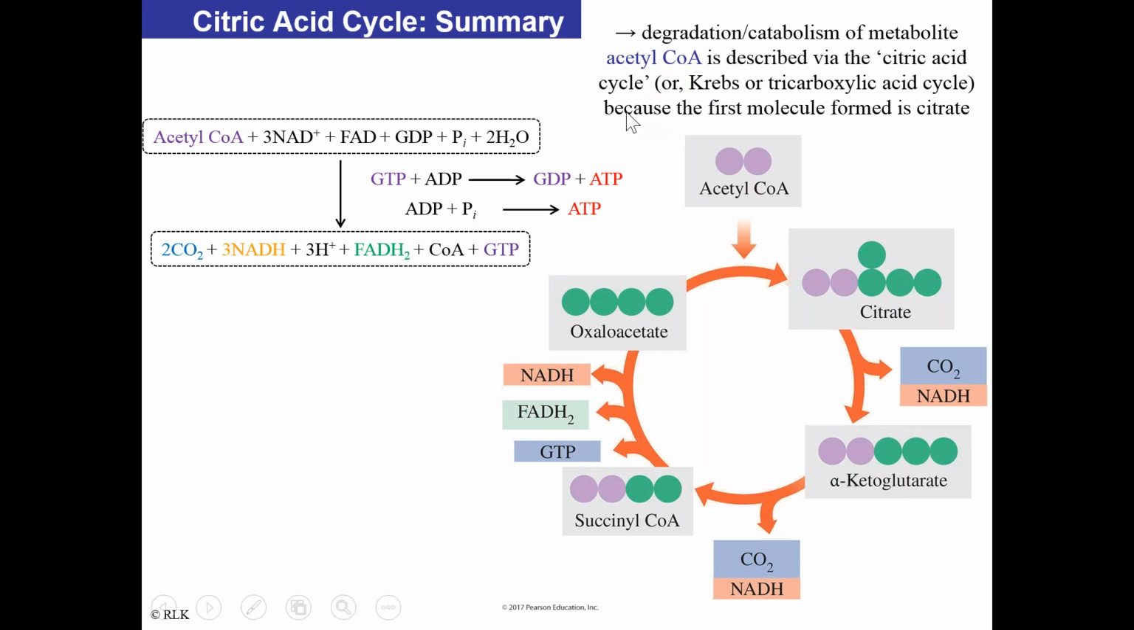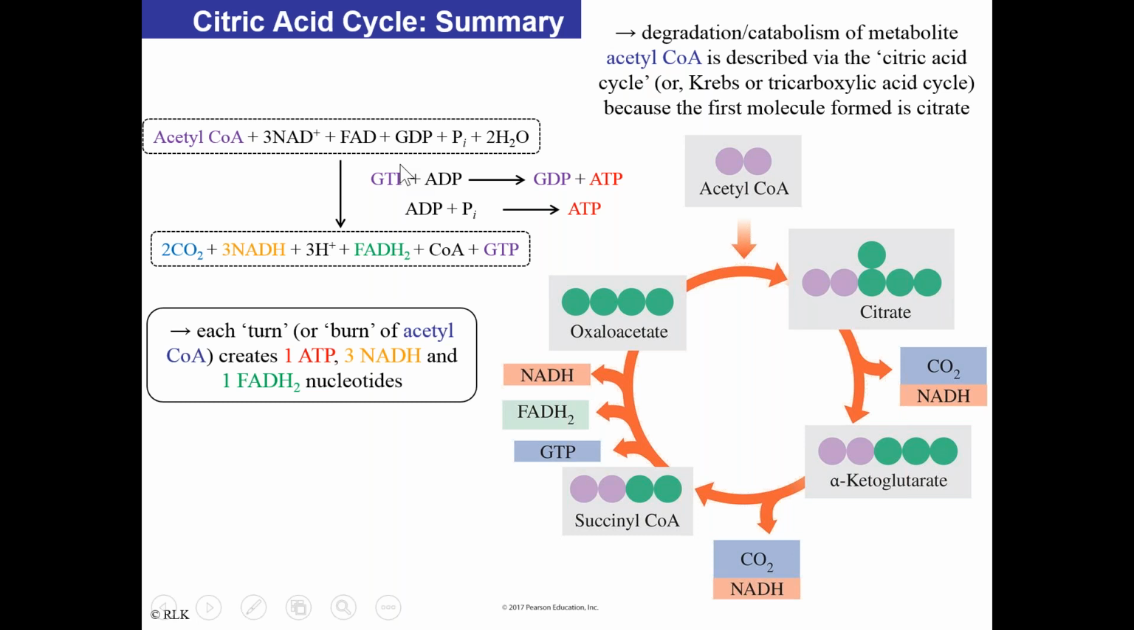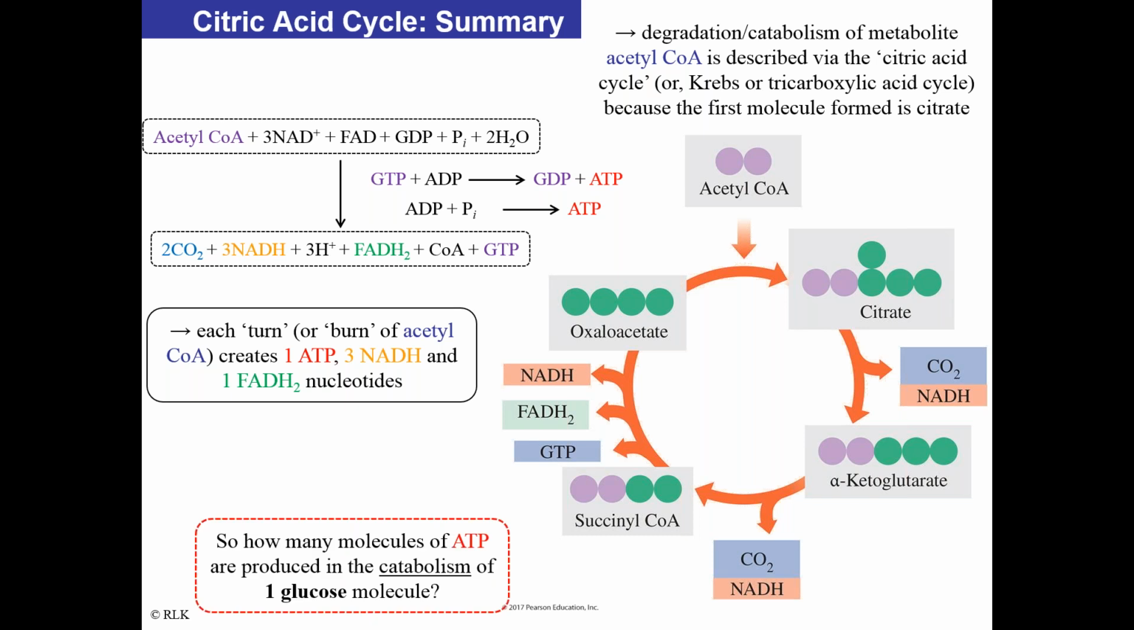And that's the important part to know, because we can start now keeping track of how many of these high energy molecules are being produced, because then we can determine how much energy quantitatively is being produced. So you see that each turn of this cycle creates 1 ATP, okay? And it does so because of the GTP, all right? Conversion up here on top, where you had GTP plus ADP is GDP plus ATP, and ADP plus Pi is 1 ATP. I mean, all this stuff can get bananas.